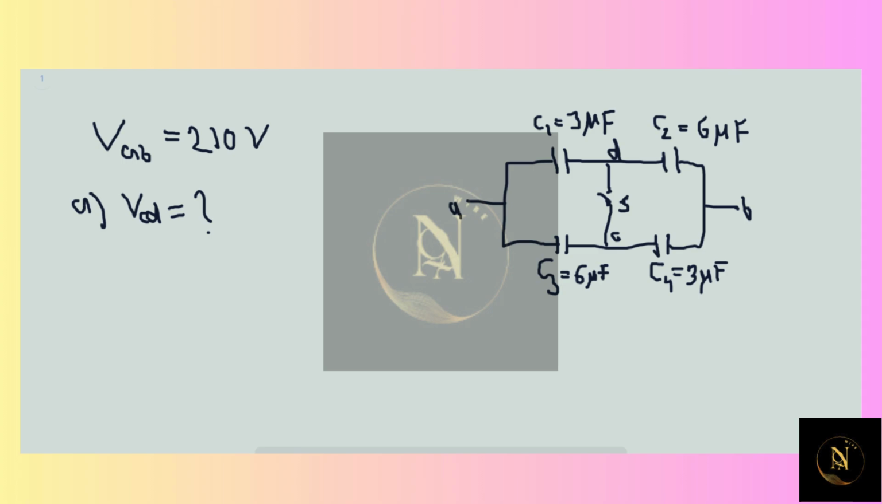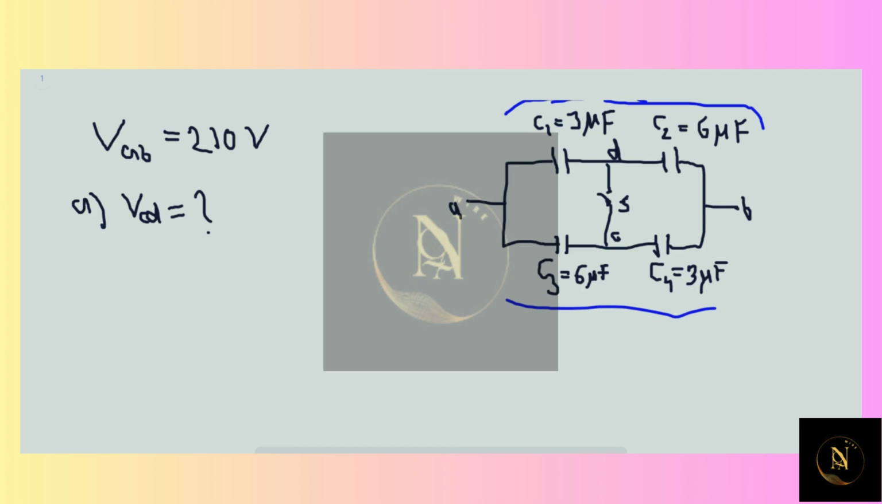Now, in order to solve this, we need to find the charges on each of the capacitors. In order to find the potential between the points C and D, we have to find the charges on each capacitor. As you can see, when the switch is open, we have these 2 branches of capacitors. This is one branch with capacitors C1 and C2, and another branch with capacitors C3 and C4.